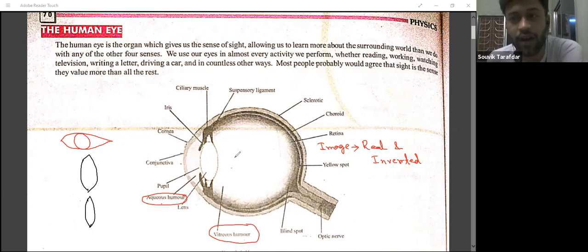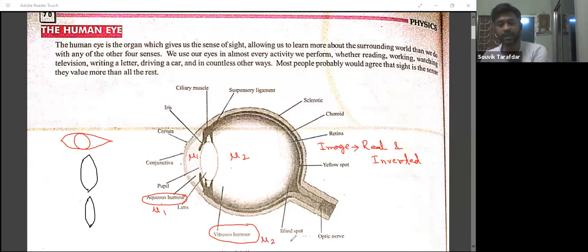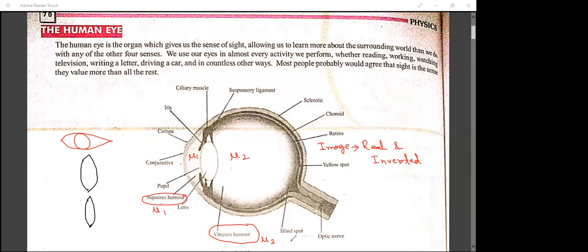Okay. Now, let me check how your concept got clear in the previous chapter. If I ask you, in the case of aqueous humor and vitreous humor, which one will have the higher refractive index? Let us take aqueous humor with refractive index mu1 and vitreous humor with refractive index mu2. Then which one is higher and which one is lower? I think the vitreous humor's refractive index is higher.